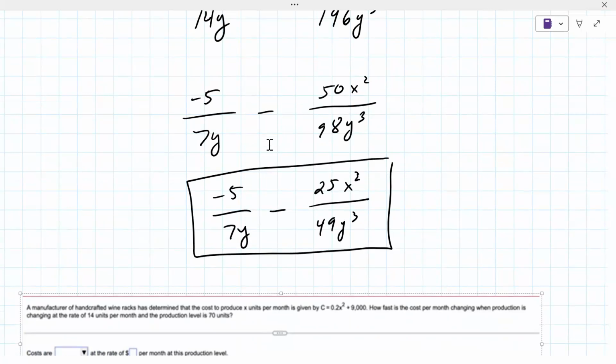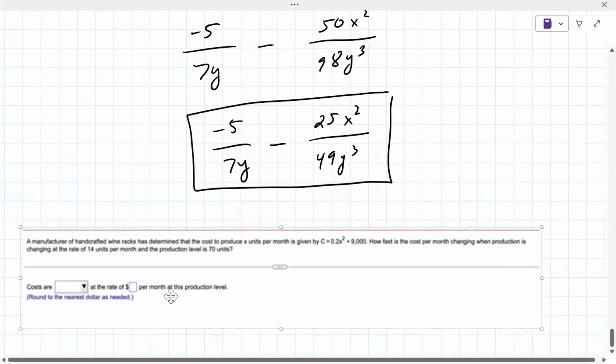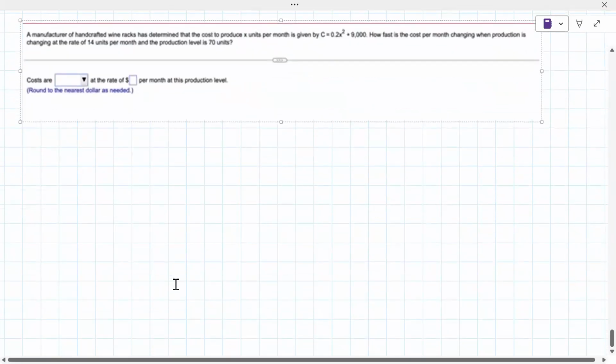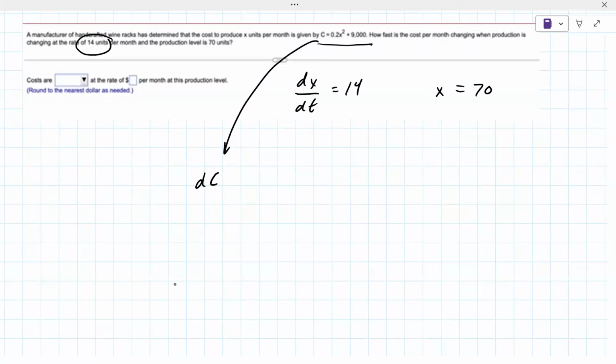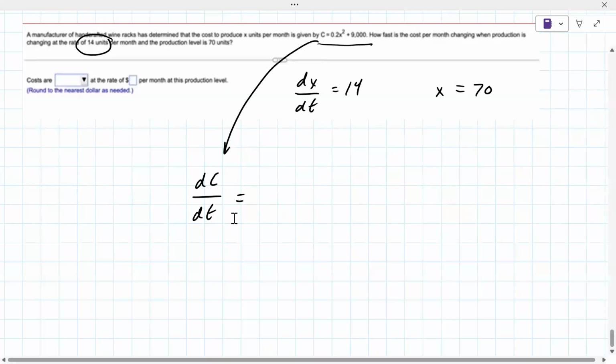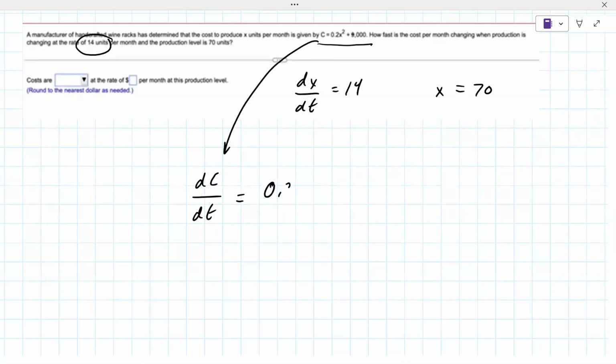All right, so I want to move on to this manufacturing problem. It looks more difficult than it actually is. So they give you some sort of a cost equation, and they tell you that production is changing at a rate of 14 units. That's dx/dt is 14, and they're telling you that x is 70. So we need to take a derivative of this, what's called dC/dt, which is really just another derivative. So the derivative of this is you just bring the exponent down. So it's 0.2 times 2x to the 2 minus 1.